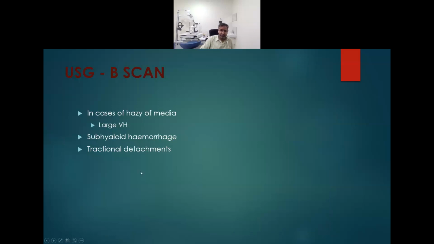Next, we can do the investigation of ultrasound B-scan, which is largely helpful in cases of hazy media because of the large field, to see subhyaloid hemorrhage and the tractional detachment.